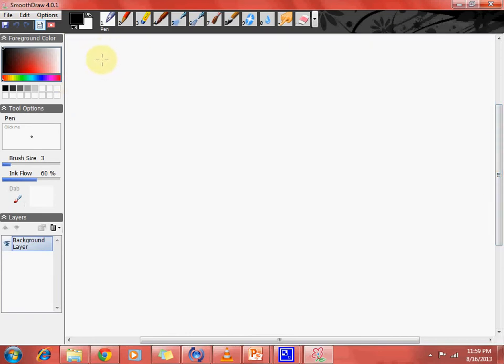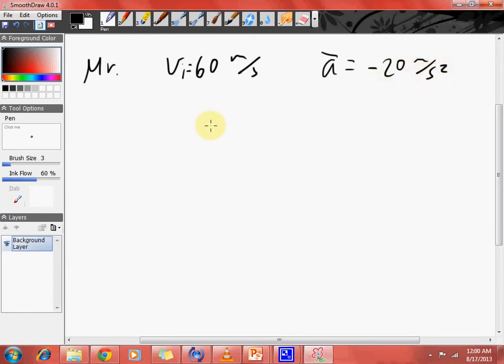So let's do the exact problem, but again, Mr. S was driving, and his initial velocity was 60 meters per second, and then the acceleration was negative 20 meters per second squared. And time, we're looking for time. How long will it take for us to get to a final velocity of, let's say 10? How long will it take us to get to a final velocity of 10 meters per second?